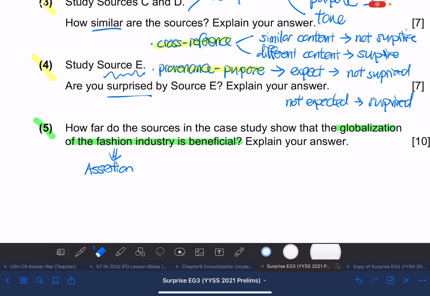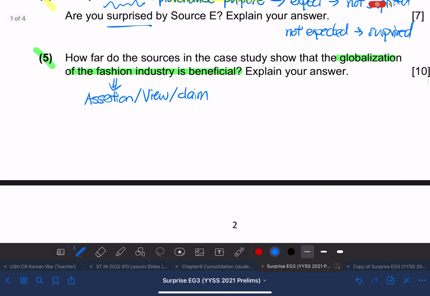This is the assertion. Other terms that your teachers might have used is the view or the claim. What I would like you to do as a routine is whenever you read your questions, go straight to question 5, identify what are the possible views, and draw this simple table on your handout.